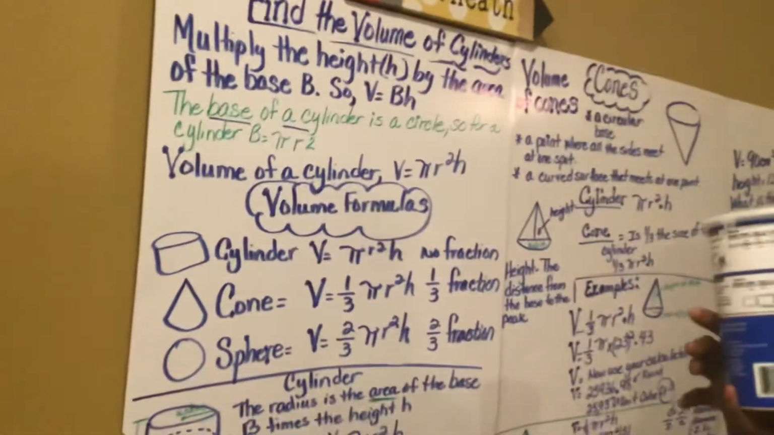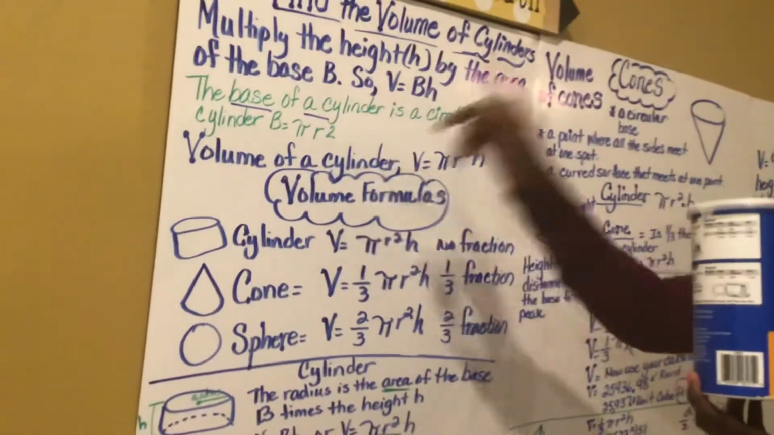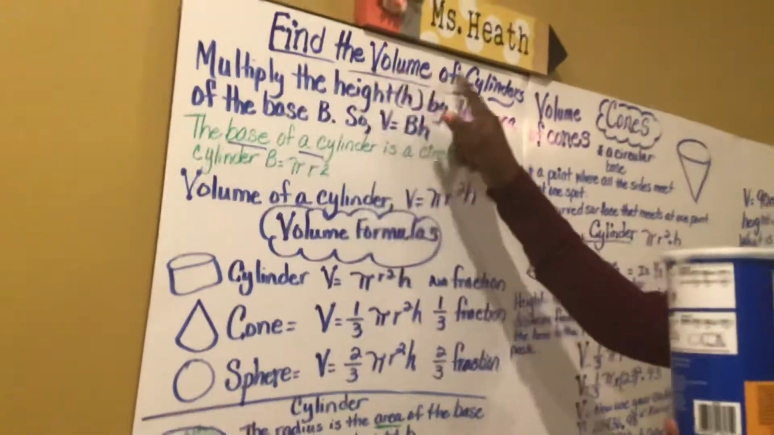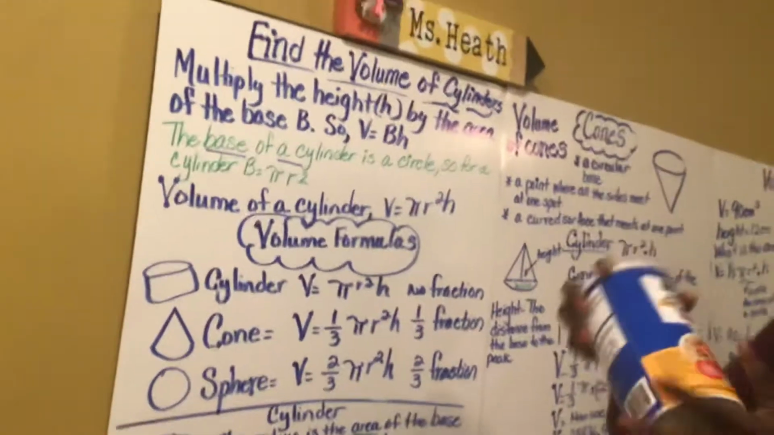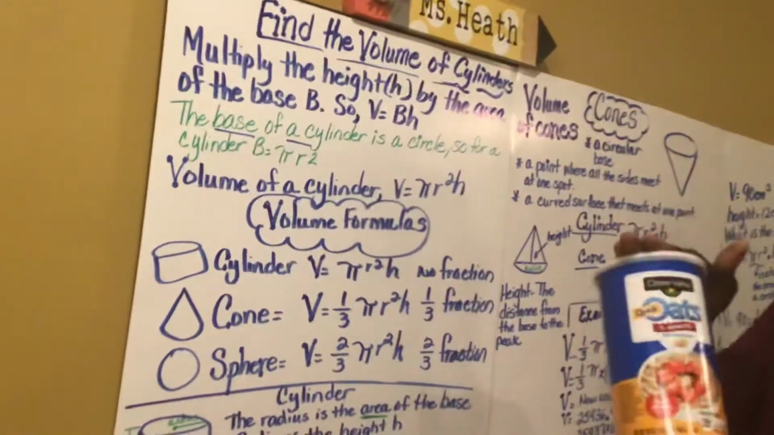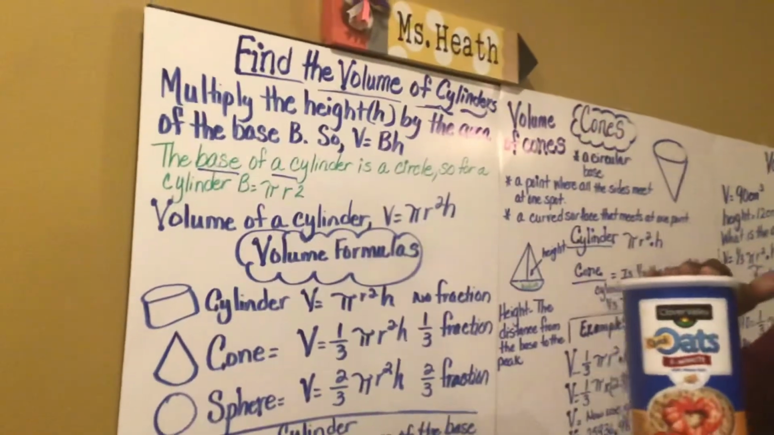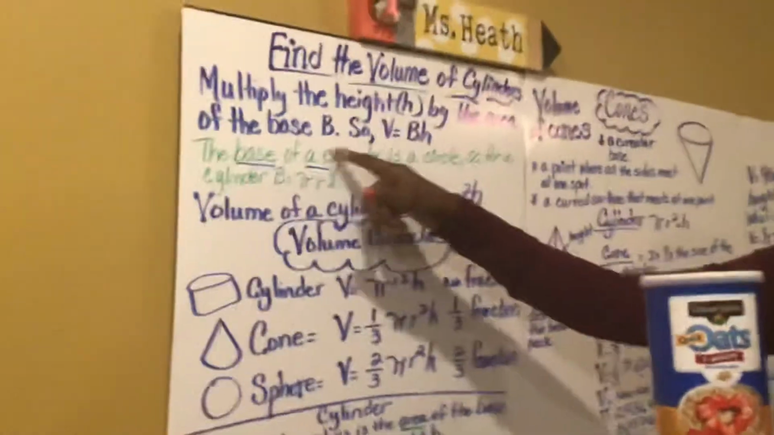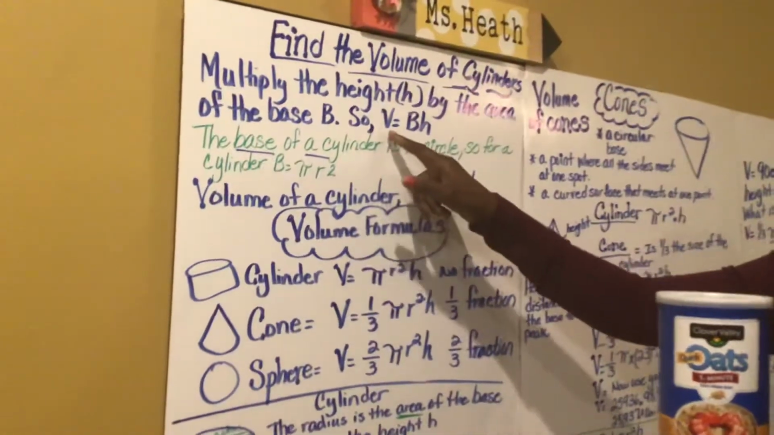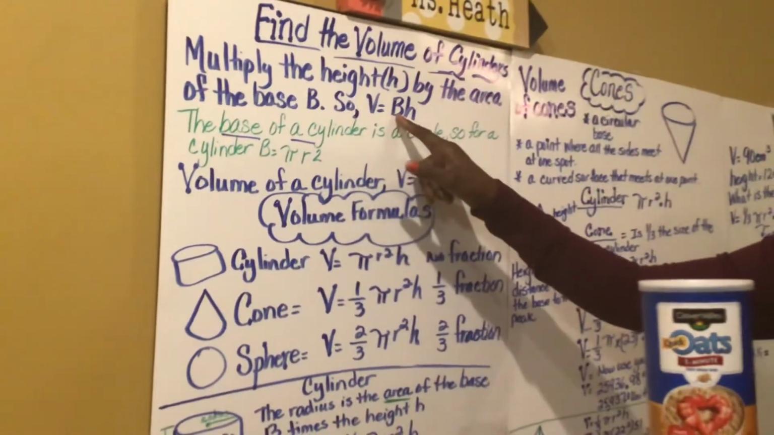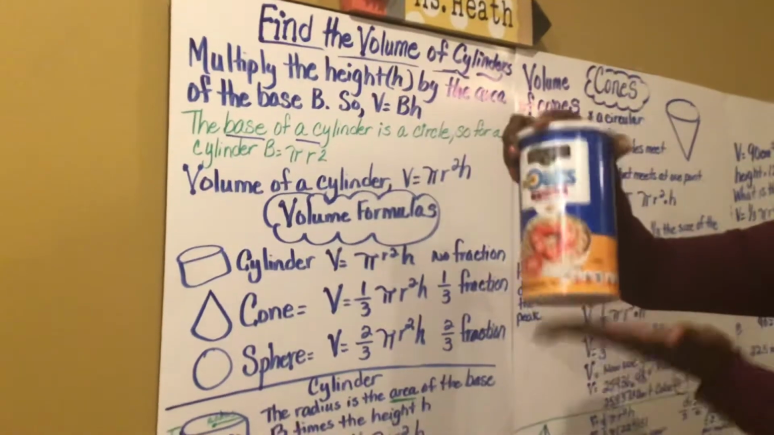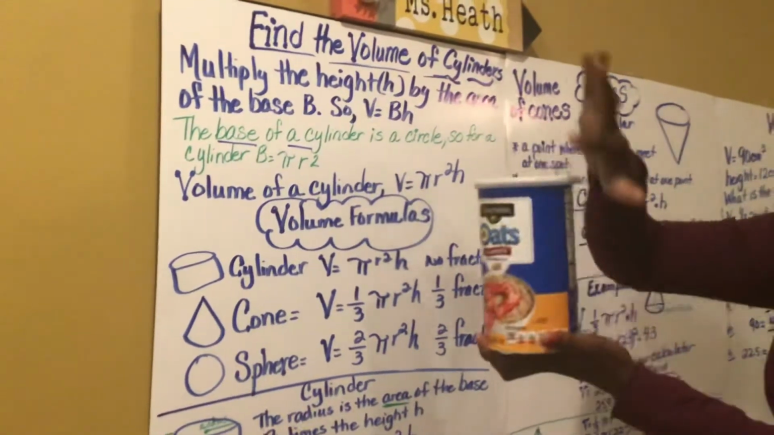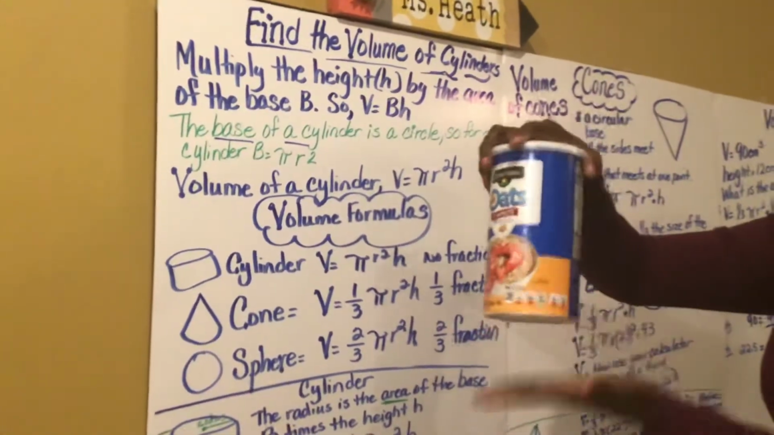Now, what do we know about a cylinder? When you find the volume of a cylinder, that means how much it would contain. If we wanted to know how much oats is inside of this box, we would multiply the height by the area of the base. So the formula would be the volume equals base times the height. So this is the base and this is the height. So that's what we mean by base.